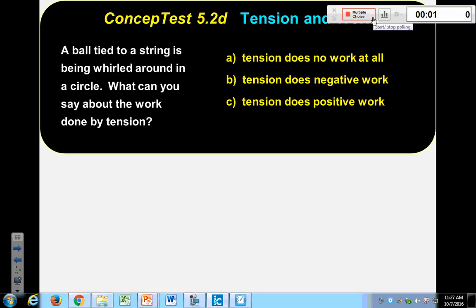Okay, now imagine that you have a ball tied to a string and it's being whirled around you in a circle like this. You have a ball on a string and you're whirling it over your head like this. What can you say about the work that's being done by the tension in the string? Think about what is the displacement, what is the direction of the tension force?